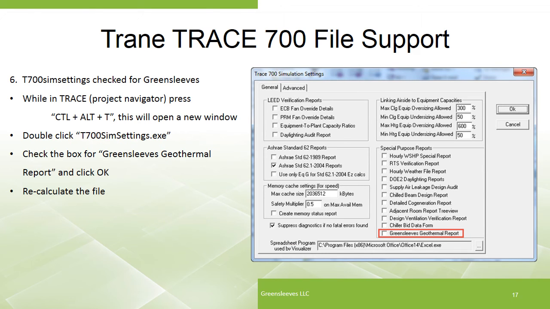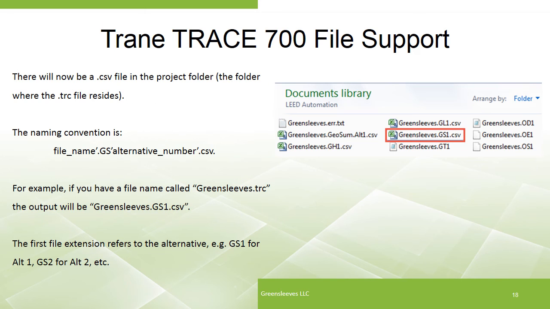With TRACE in the Project Navigator mode, press Ctrl-Alt-T, opening a new window. Double-click on the T700 SimSettings.exe file, and then check the box for the Greensleeves Geothermal report in the lower right-hand corner. Click OK to save this setting. Now you're ready to recalculate and automatically generate that .gs file.